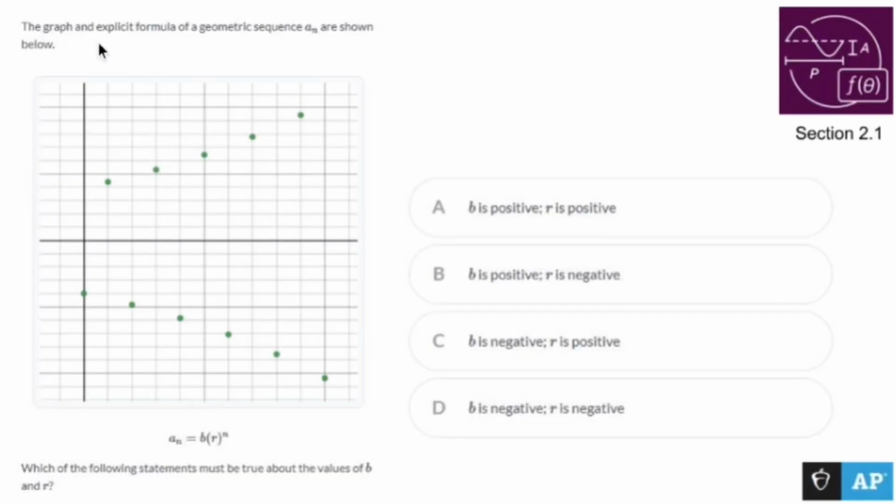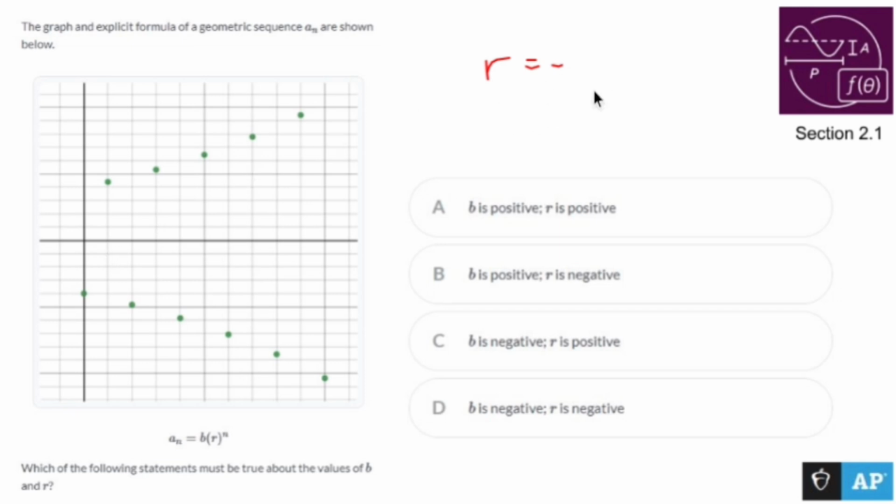The graph and explicit formula of a geometric sequence are shown. Which of the following statements must be true about the values of B and R? Well, here's the thing. We're going up and down and up and down and up and down. The only way that happens is if R is negative. Why? Well, because if you have like negative, actually no, B is going to be negative and R is going to be negative.